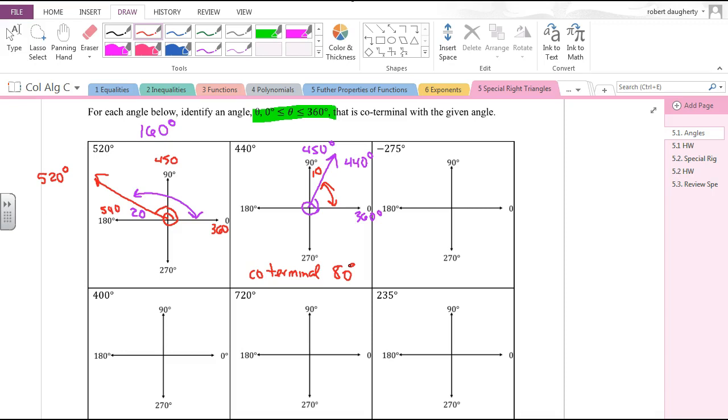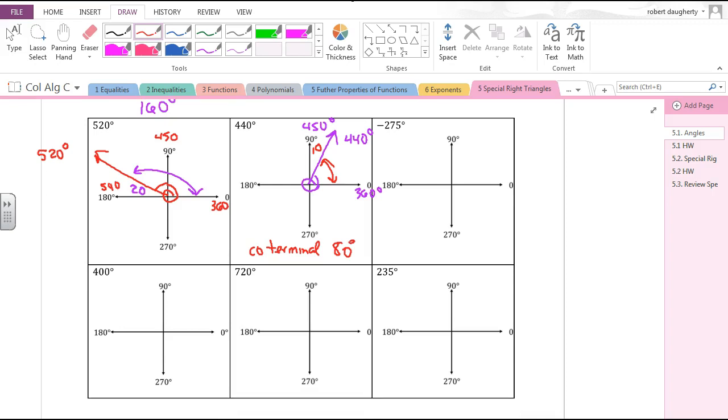So I'll pause for a minute. Negative 275 degrees. Okay. So if in a negative direction, this is negative 90. That's negative 180. That's negative 270. How much further do I have to go? Just 5 degrees further. Okay, so the negative 275 is this angle right here.